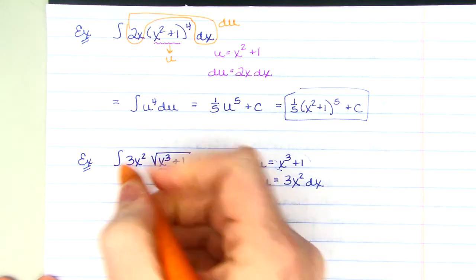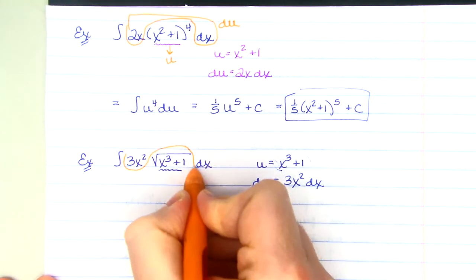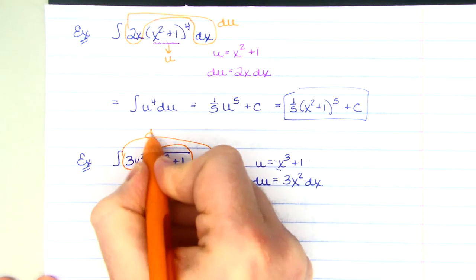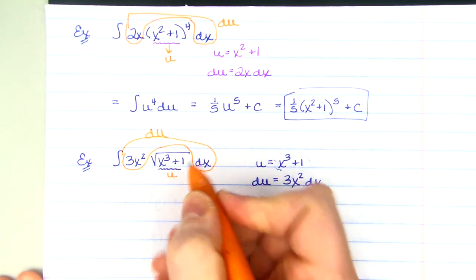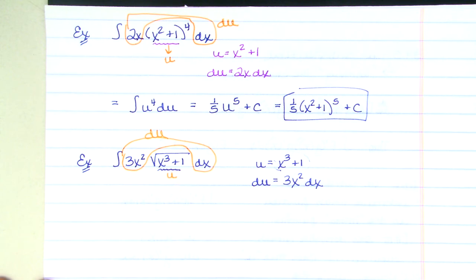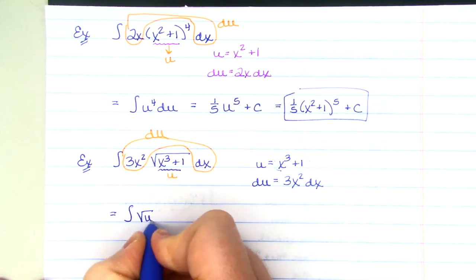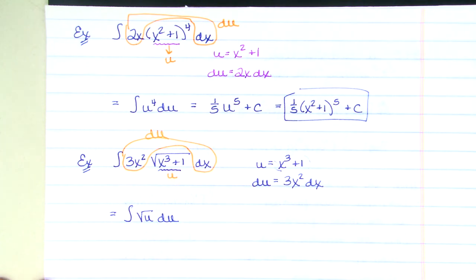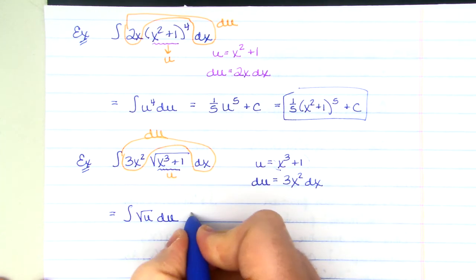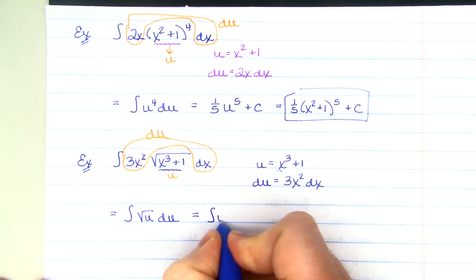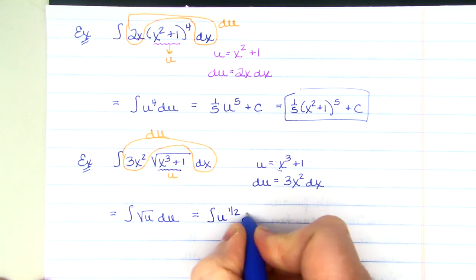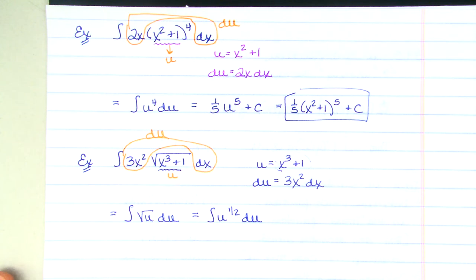Oh my goodness, what do you know? I've got that thing showing up over here. That's my du, and the thing under the root's my u. I can rewrite this problem as the integral of the square root of u du. And of course, rather than dealing with that, I'm going to make it the integral of u to the 1/2 du. See if you can finish this. Integrate, get an answer in terms of u, and then just replace the u with the x thing that it stood for.